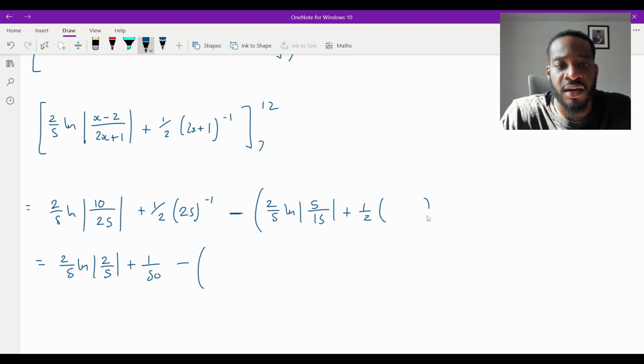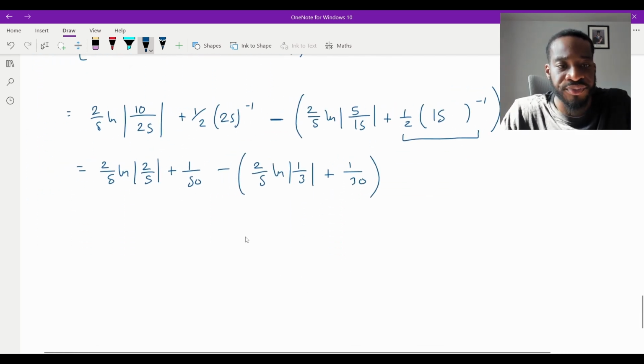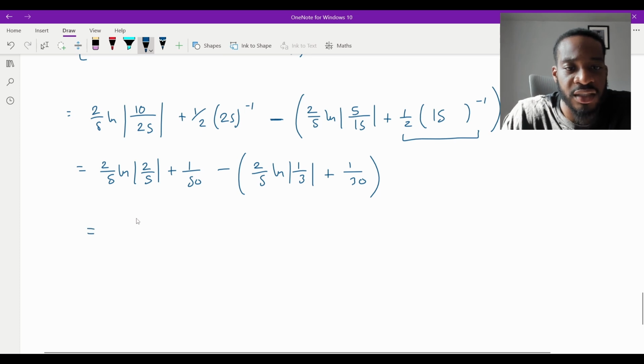And then plug it in that. 2 times 7 is 14. Add 1 is 15. That's 15 to the minus 1. Like that. Perfect. Okay. So now tidying up a bit more. 2/5 ln of 5 over 15 is a third. Like that. And then plus, if you put this into a calculator, you're going to get 1 over 30. Because that 15 plus 1 is 1 over 15. You're going to get 1 over 30. Like that. Okay. Perfect. So now, doing this now, let's tidy up and see what we get.